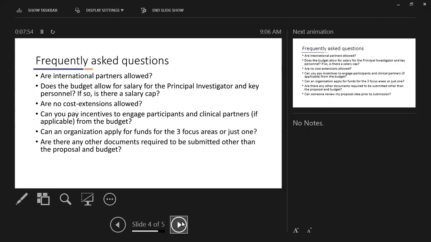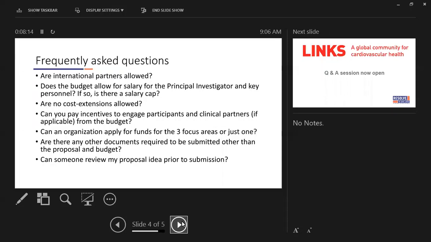Are there any other documents required to be submitted other than the proposal and budget? We don't require any additional documents other than the proposal and budget. If you have letters of support from your institution, we will happily receive that with your application documents, but no additional documents are required. Again, we are happy to review your proposal idea prior to submission, but we are only accepting these requests through May 15th.